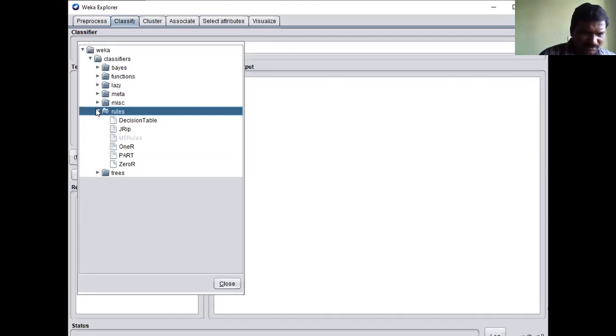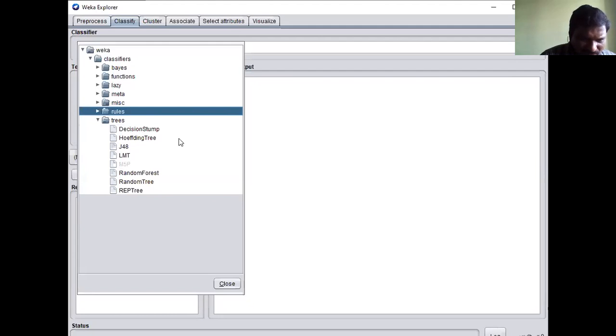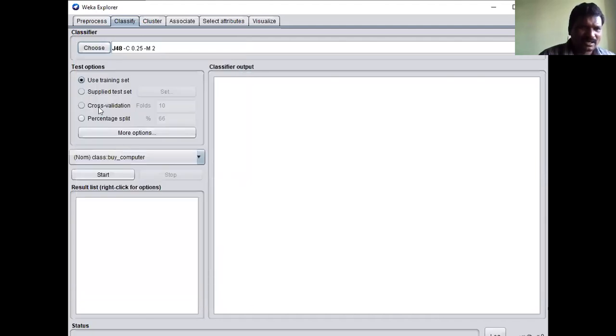Decision table rules are there, and then trees. Here there is decision stump, and then any tree algorithm you may apply here, for example, random tree algorithm. Here I am taking the J48 algorithm. Here you may use a training data set.